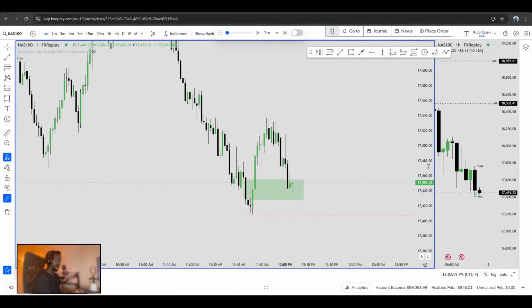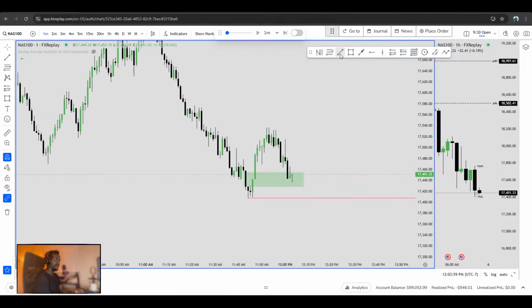So in this case, that will be enough. Your entry will be something like this. What will be the entry, my guy? At the low of this candle right here.